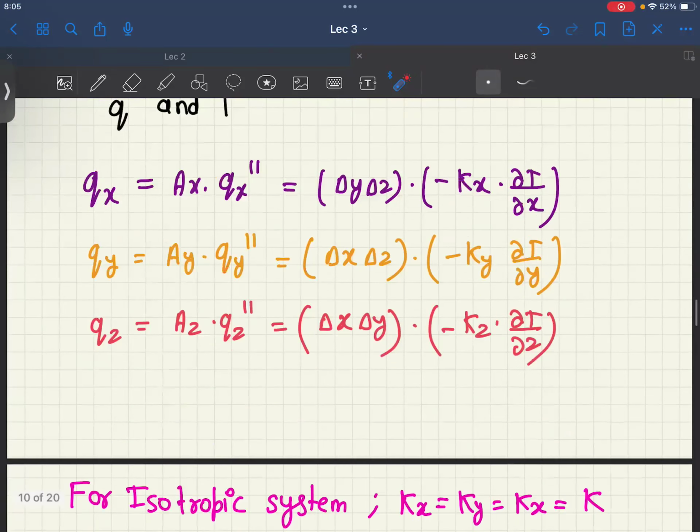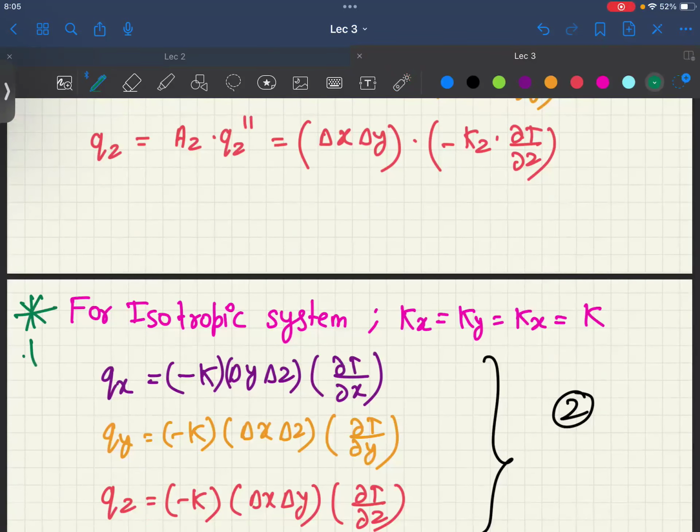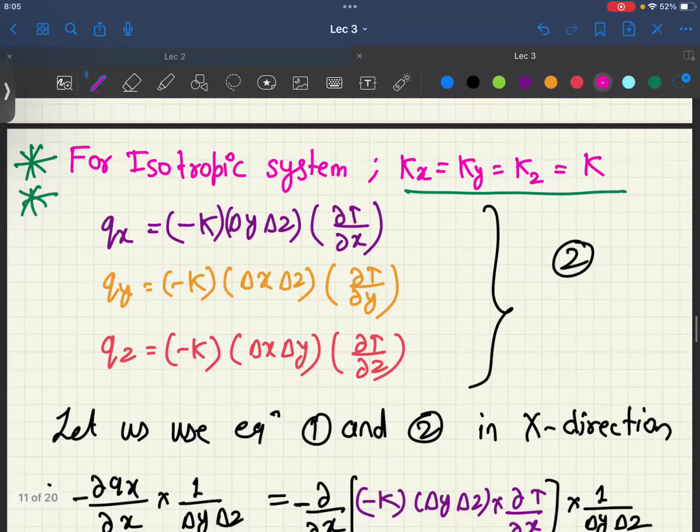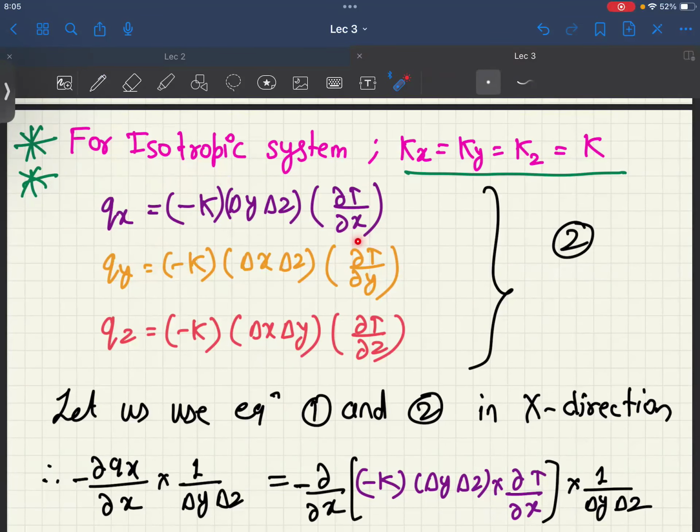So what we are going to do, this is very important, right? Now for an isotropic system, we already know that kx is nothing but ky, which is nothing but equal to kz. This should be z. Okay, let's say this is k, so our equation is simplified further: minus k into this area multiplied by dT/dx.